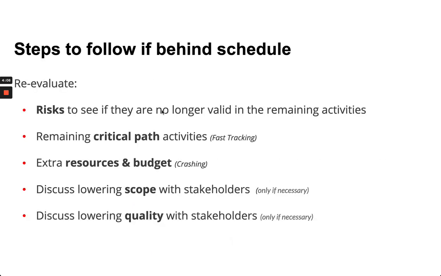So steps to follow, team, if you're falling behind. Reevaluate your risk. Understand potentially the critical path, especially if it's crunch time. If you have extra resources in budget, consider crashing, for example. Maybe, unfortunately, you may have to lower the scope if necessary, or lower the quality if necessary. Things to consider if you're falling behind from a time management perspective.